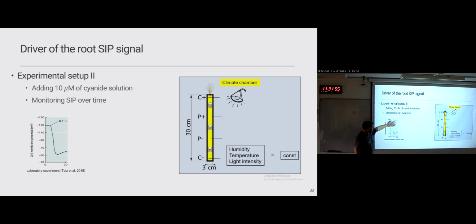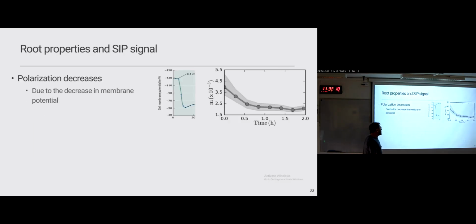And this is just a graph of the cell membrane potential as a function of time after the addition of cyanide. This is from a classical textbook, and you can see the drop in membrane potential. So we expect to see that the polarization vanishes, right? And indeed, this is what we observed. Again, this is the polarization magnitude as a function of time after the addition of cyanide, and you can see this decrease in polarization, and that was really nice.